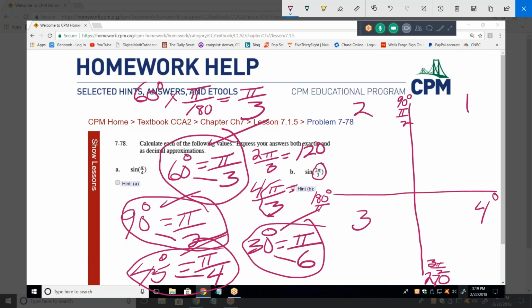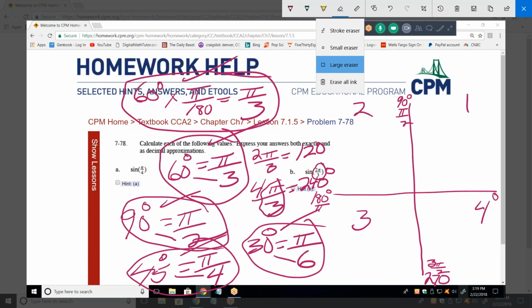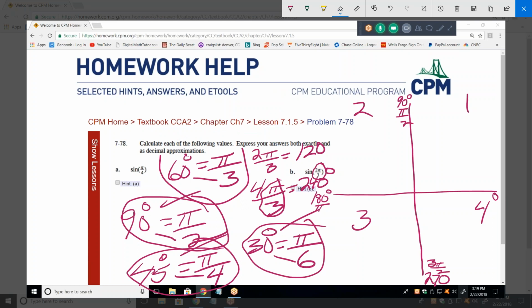Pi over 3 is 60. So what's 4 times that? 240. Notice this is a little easier way of converting radians to degrees. It's really easy. Much easier than this method. Well, that method converted degrees to radians. But whenever you're converting radians to degrees, this new method that I just taught you saves you a whole lot of time.